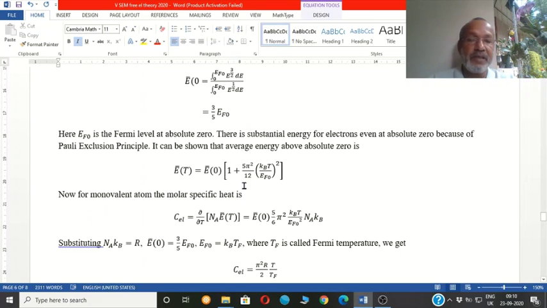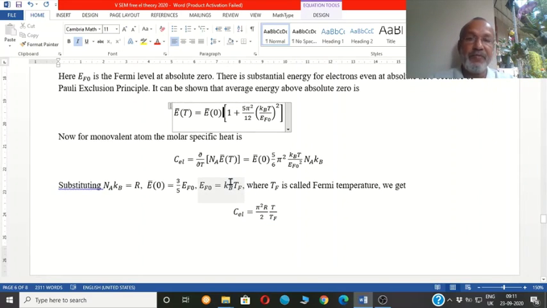So this is the result of the final calculation. Average energy above absolute zero. Average energy at T Kelvin is given by average energy at 0 Kelvin into 1 plus 5 pi square by 12 into kBT by EF0 raised to 2. So that is the result of the calculation.